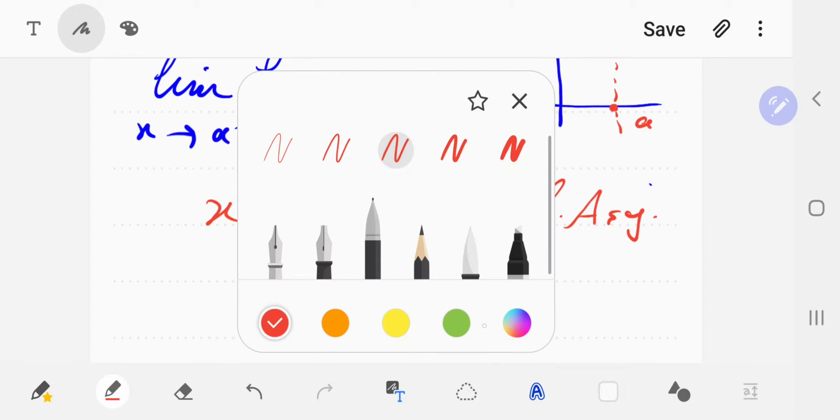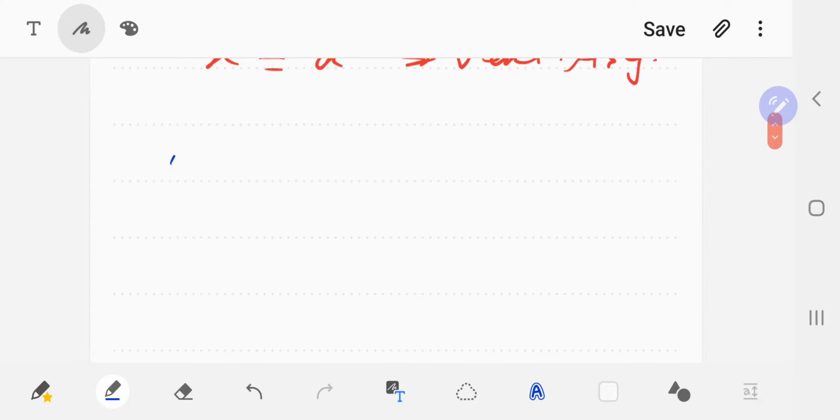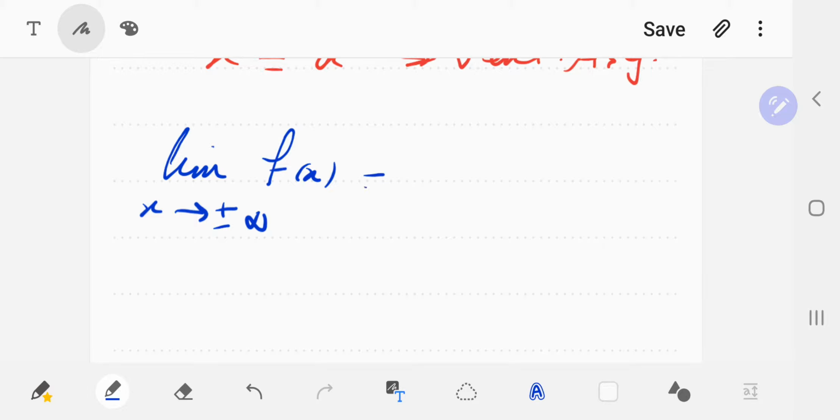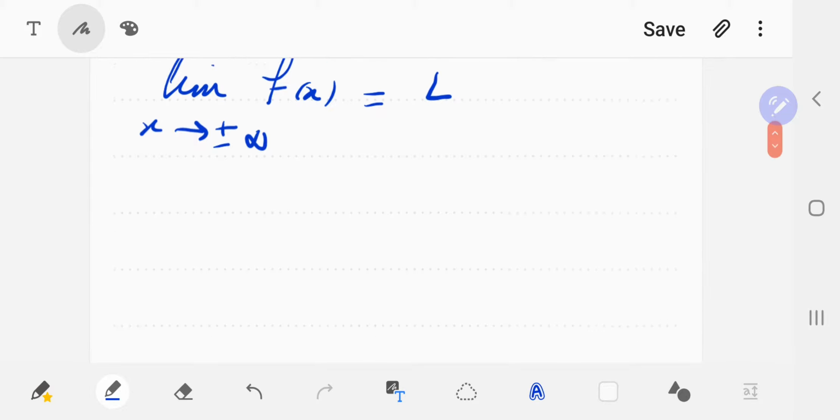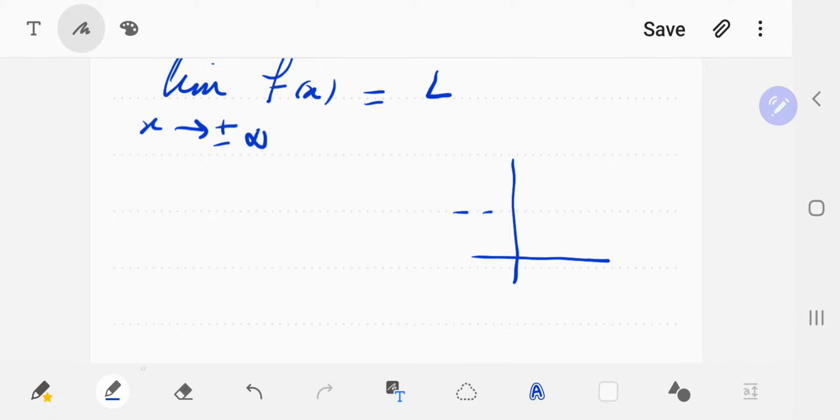and to check the horizontal asymptote, we need to evaluate the limit of f of x as x approaches either positive or negative infinity. If such a limit gives us a value L, then the line y equals L will be considered as a horizontal asymptote.